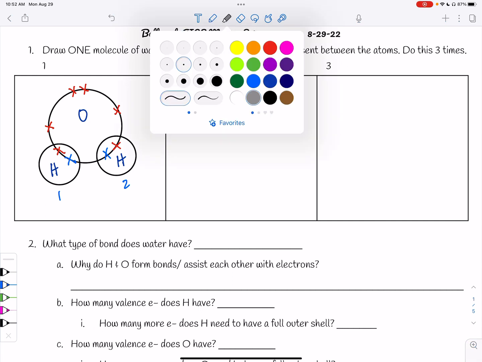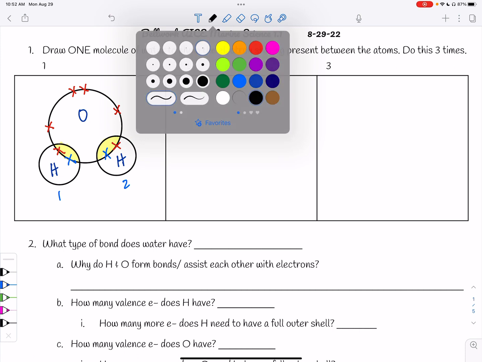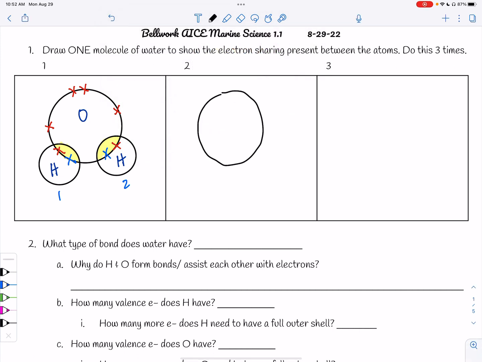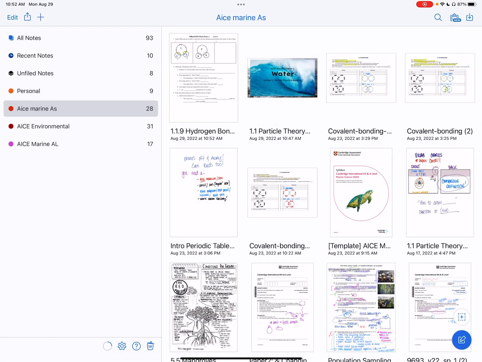Okay, and then what's important is that we're showing this area right here, right? This is what we want to show the sharing of electrons with. On a Cambridge exam, we can't use color or anything like that. But by making a Venn diagram like shape, you could definitely be able to get this done. So oxygen, hydrogen, hydrogen.